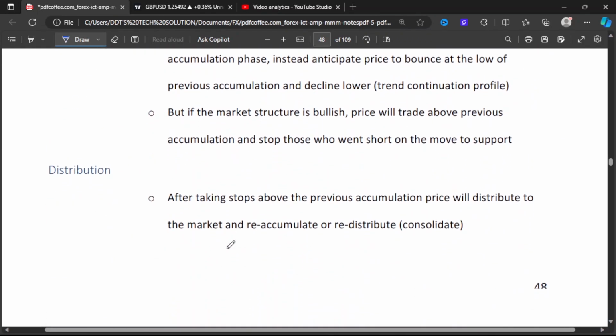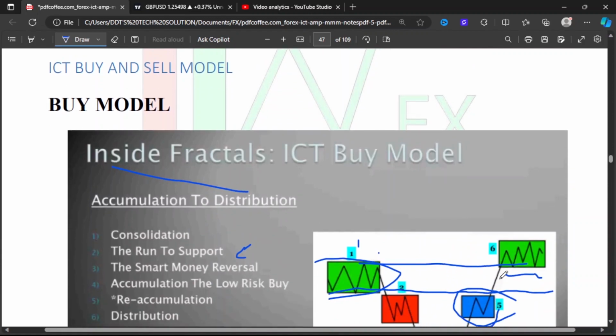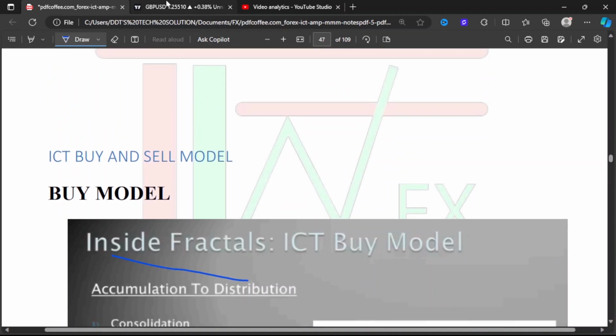So now let's find the number 6 and then we'll go into the chart. So the distribution, that's after taking stops above the previous accumulation, price will distribute in the market and reaccumulate or redistribute. So price here, there are buy side liquidity here, and price will take out these buy side liquidities and it is going to consolidate again. So that's what we mean. Now let's move to the chart.